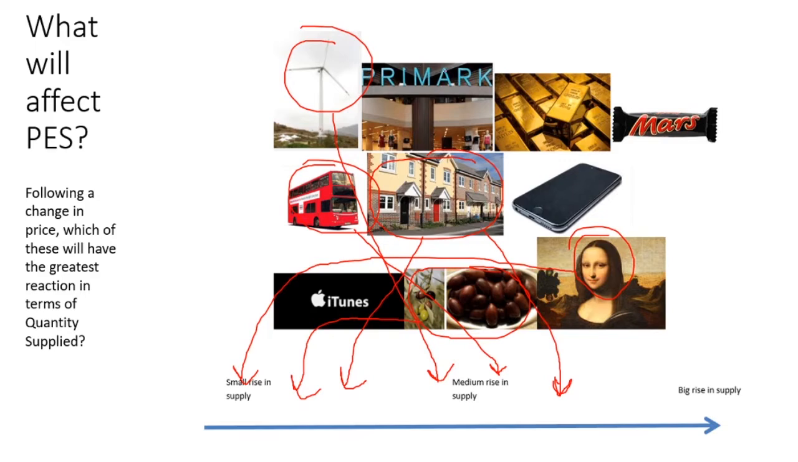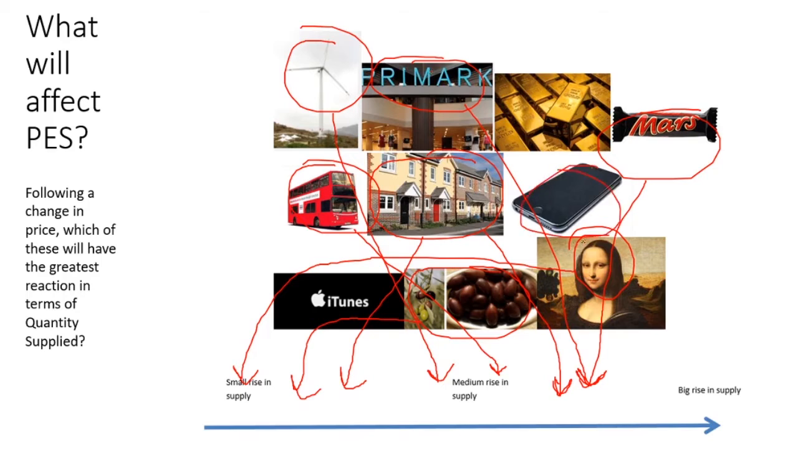The next ones I'm going to think are going to be like these ones: Primark clothes and Mars bars. I think they sort of go together in my head, and they're going to be sort of over here in terms of getting the bigger rise in supply, because they're produced goods. They're produced in a factory. Same thing with the iPhone.